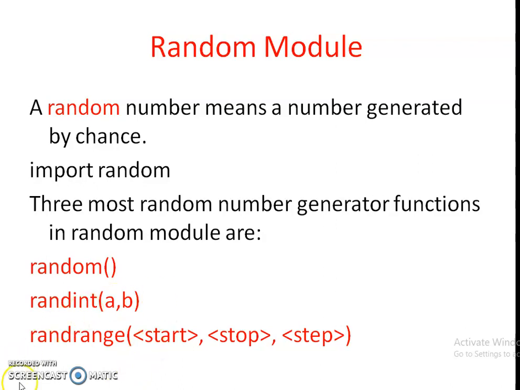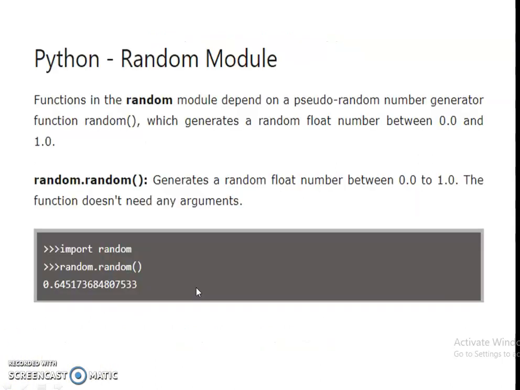See children, on the first function we don't have any parameters. Second function we have two parameters and third function we have three parameters, that is start, stop and step. Okay. So first one random. See children, functions in the random module depend on a pseudo random number generator function random, which generates a random float number between 0.0 and 1.0. Okay, the syntax is random dot random.